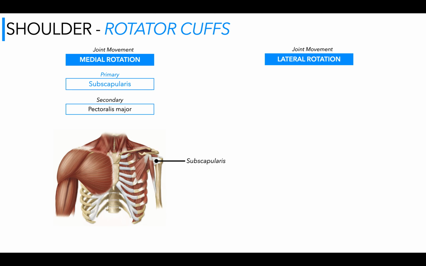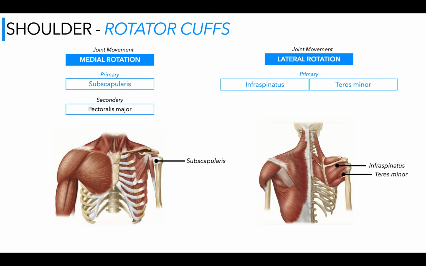Lateral rotation, we have the other two. Now, infraspinatus we've seen before, but the teres minor we haven't. It's just below. Okay, right there. And as you'll see, the one that's missing on here is the supraspinatus, which is above the infraspinatus, but it's not involved in the rotation. Okay, secondary muscles here would be the posterior deltoid, meaning the back deltoid, which we've seen already. So they are your rotator cuffs. Please get familiar with the movements they're involved in.